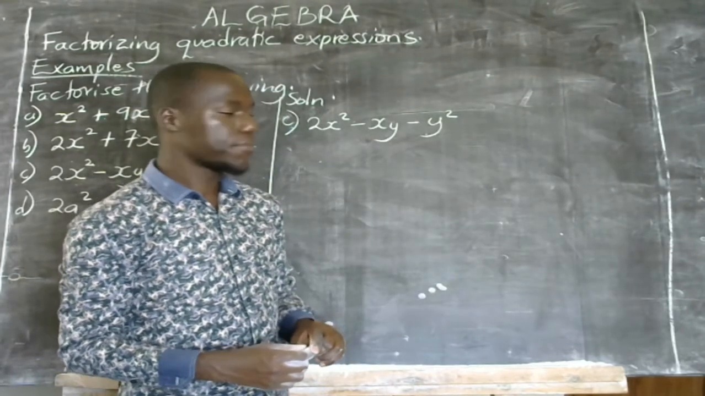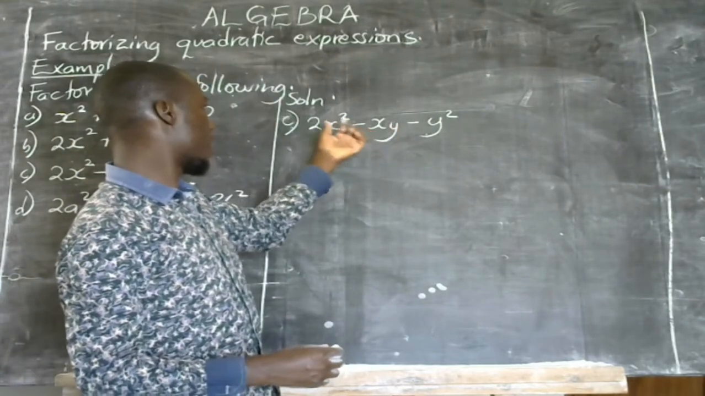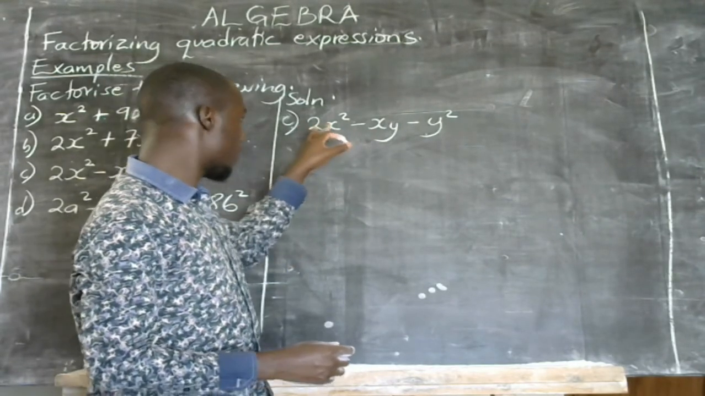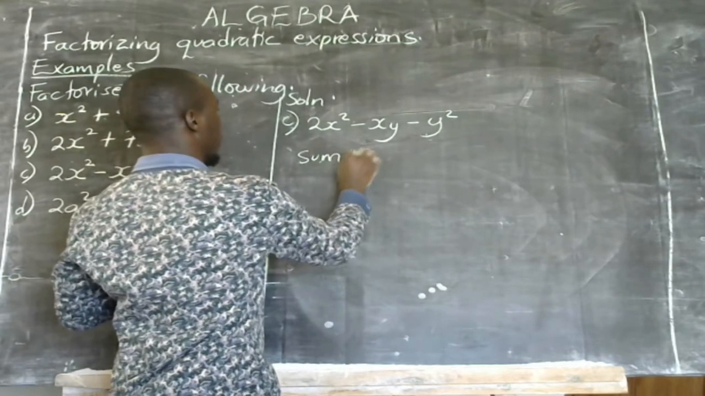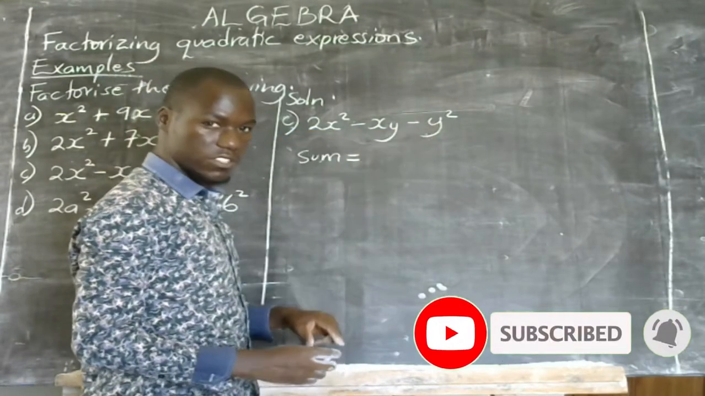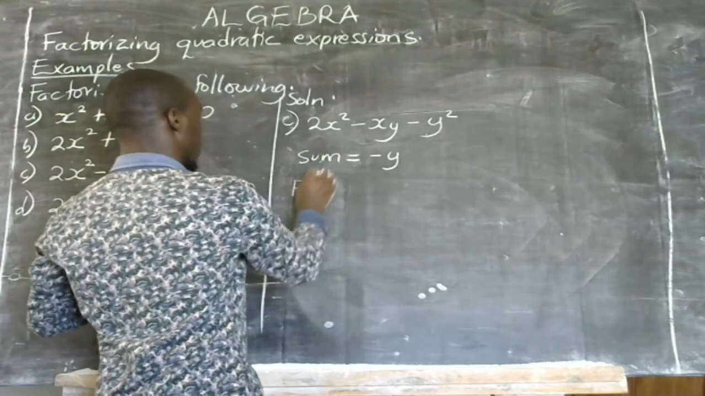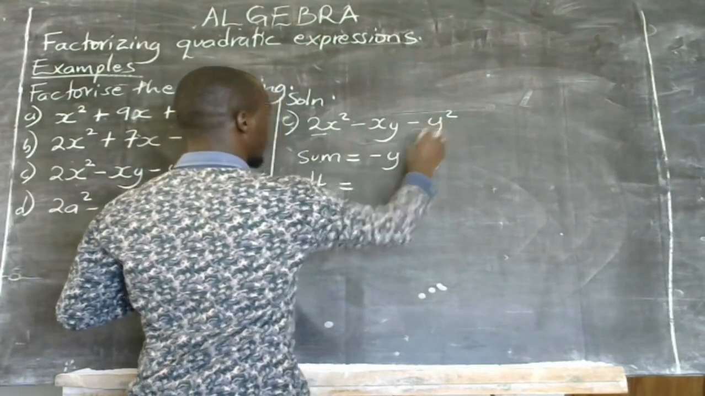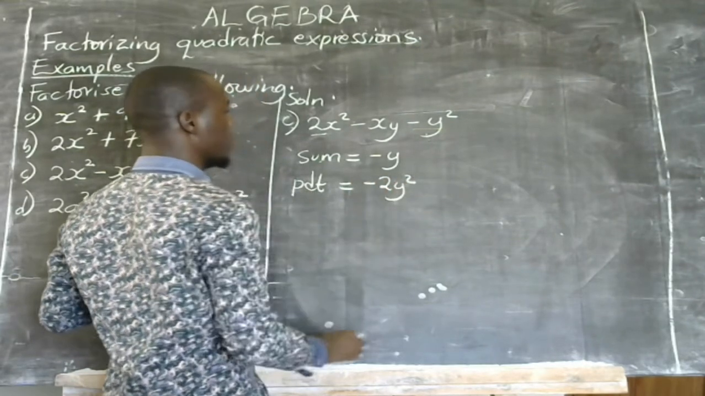But see there, I'm having 2 unknowns there and a figure of 2. So even here, you can easily factorize that. So taking the x as the variable, then the y as a constant, the sum is going to be negative y. The product is going to be 2 times negative y squared. So that gives me negative 2y squared.